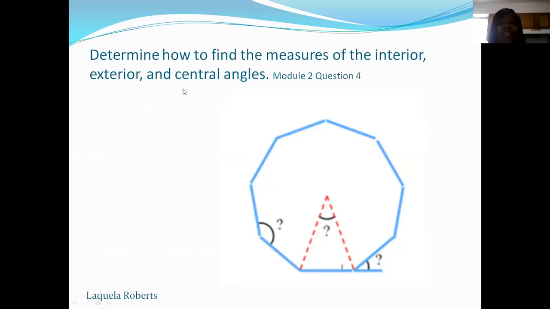All right, friends. So we're going to determine how to find measures of the interior, exterior, and central angles. And as we can see, they all add up to 180, all right?